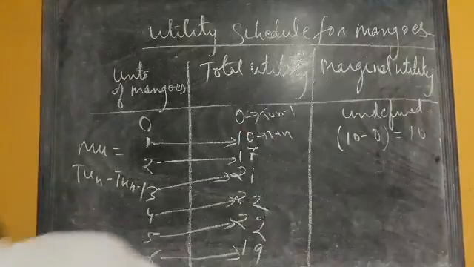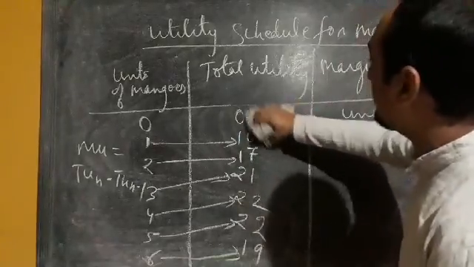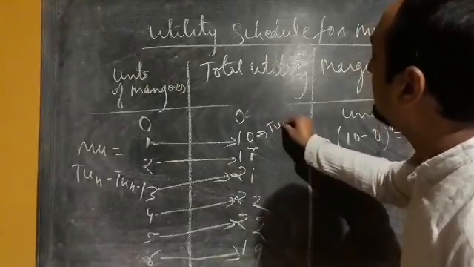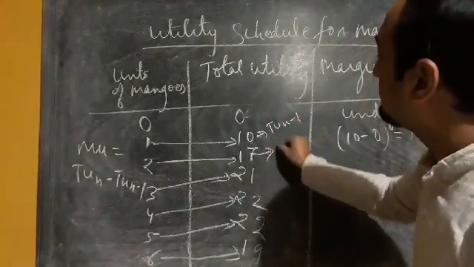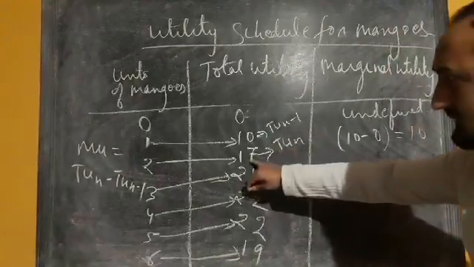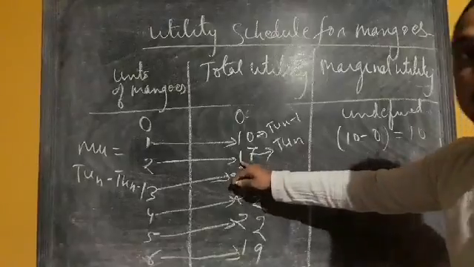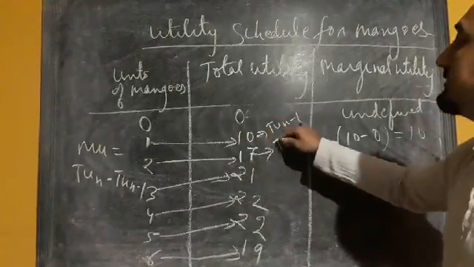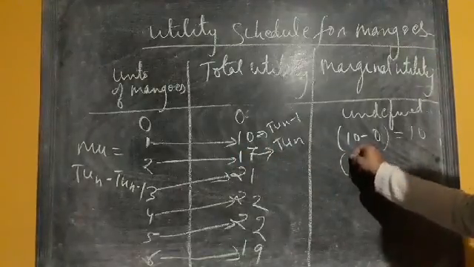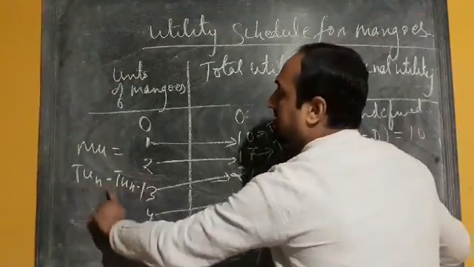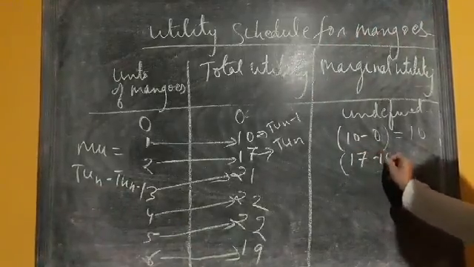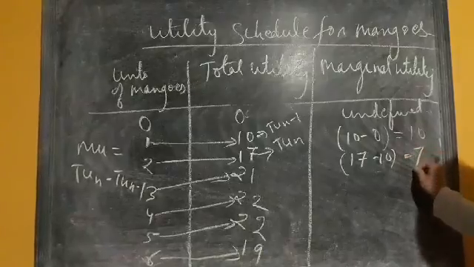Similarly, for the next unit we will move down. As we move down, this will become our TUn-1, and this one will be our TUn. That means total utility from nth commodity we have 17, and the total utility from previous unit of mango we have 10. So here I'll get marginal utility, TUn minus TUn-1, so 17 minus 10. So here we'll get 7.